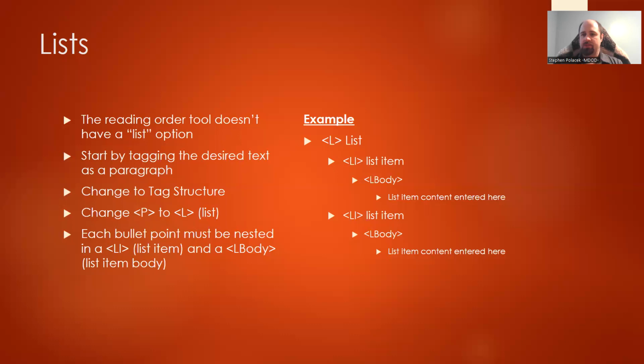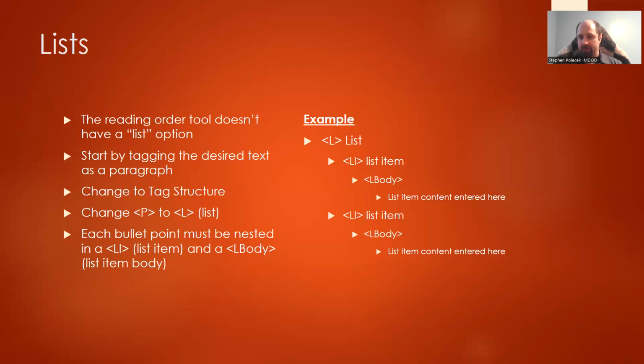Underneath that, nested inside that, are 2 list items. And then each of those has an L body nested inside them. And then finally, the content is nested inside the L body. So if you think about it as a collapsible menu, if you open the list, you would see 2 list items. If you opened one of the list items, you would see list body. And then if you open that, you would see the actual content.